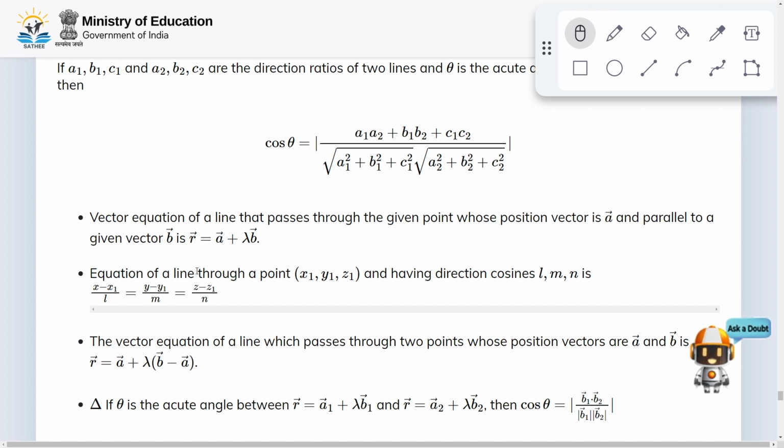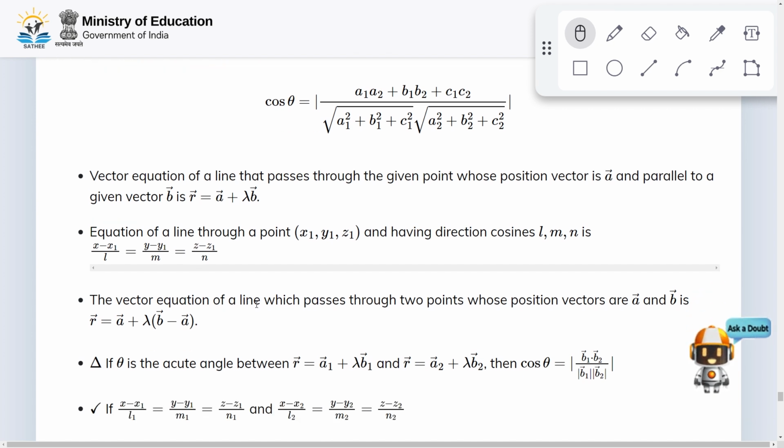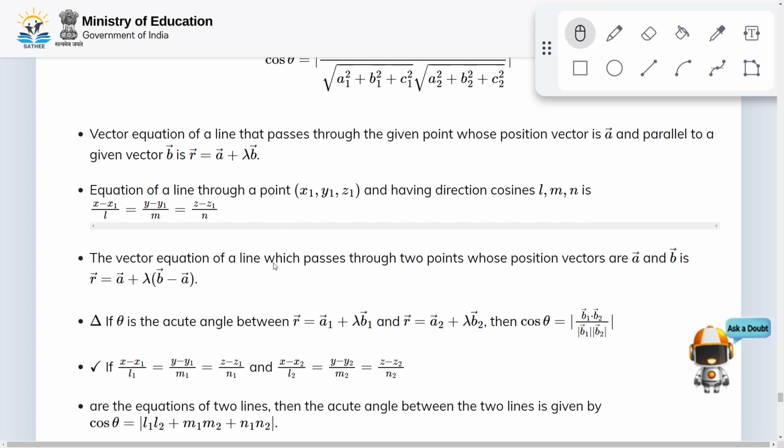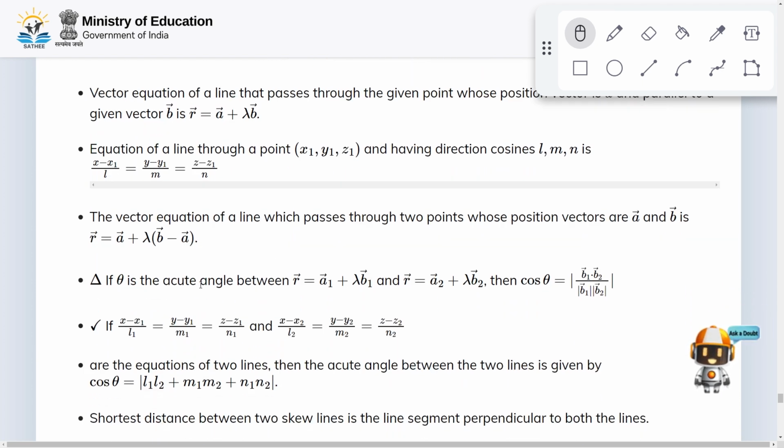Okay, clear? Now the vector equation of a line which passes through two points whose position vectors are a and b is r vector equals a vector plus lambda times b vector minus a vector. Now, if theta is the acute angle between these two lines in vector form, then cos theta will be the dot product of b1 and b2 divided by the product of the magnitudes of b1 and b2, and then the whole modulus.